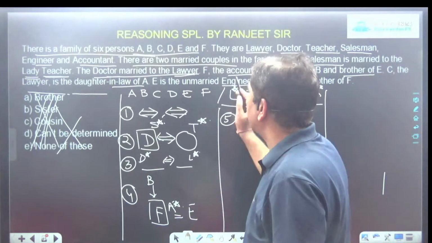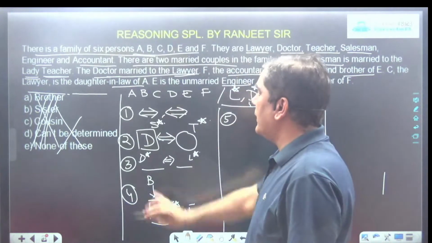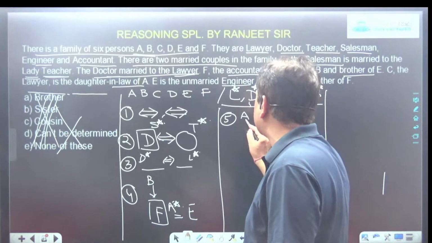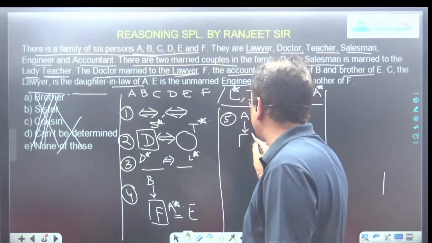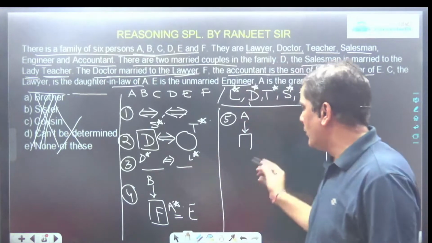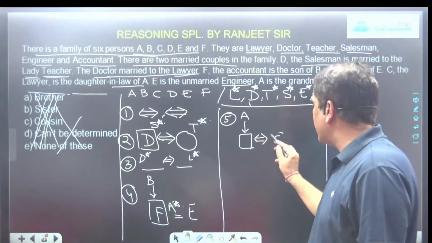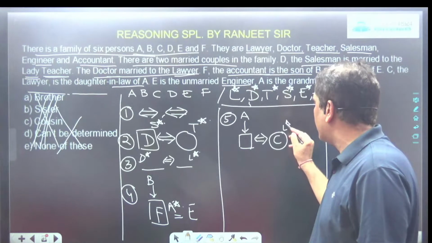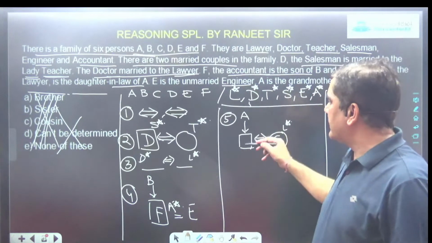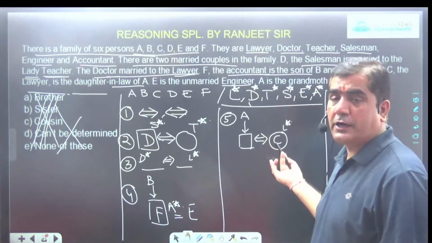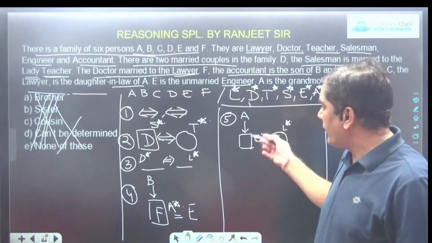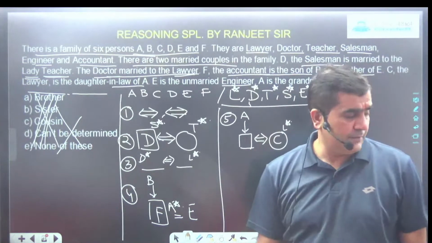So here I will say C is the daughter-in-law of A means what? A must have one son. Who is the son? I don't know, just leave it. And the son is married to C, and C is given to be a lawyer. Daughter-in-law means son's wife. C is the wife of A's son. Clear?